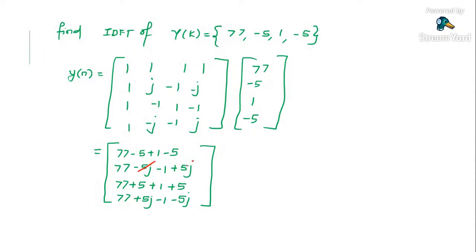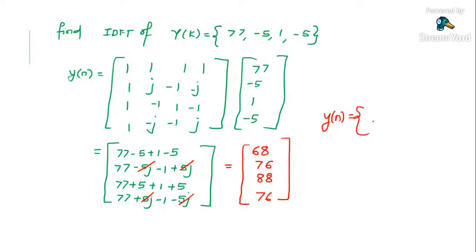Now from these terms, this 5j minus 5j gets cancelled. Then you have the answer: 77 plus 1, 78, minus 10, that is 68. Then 77 minus 1, that is 76. Then 78 plus 10, 88. And 77 minus 1, that is 76. So you got the answer y of n is equal to 68, 76, 88, 76.